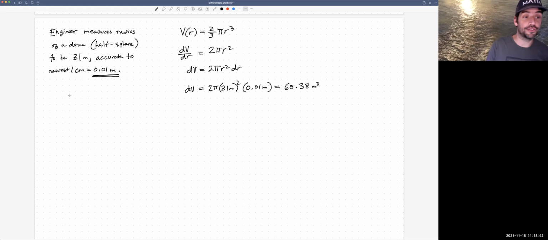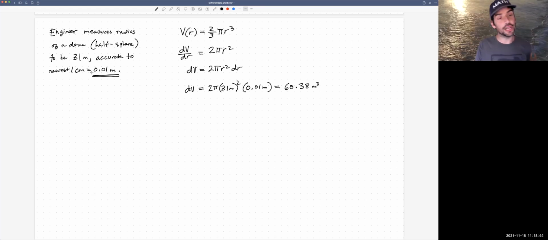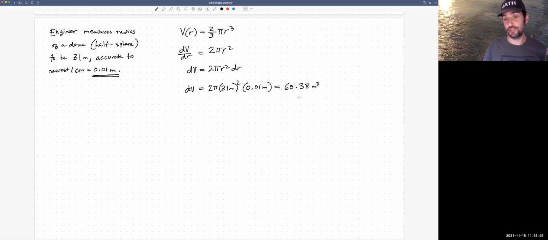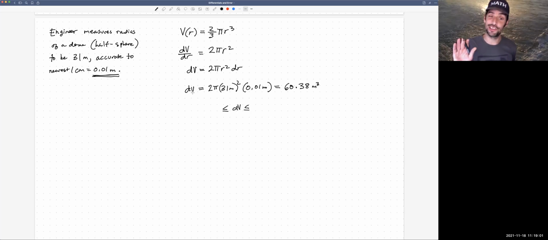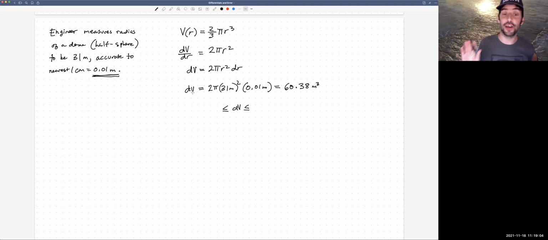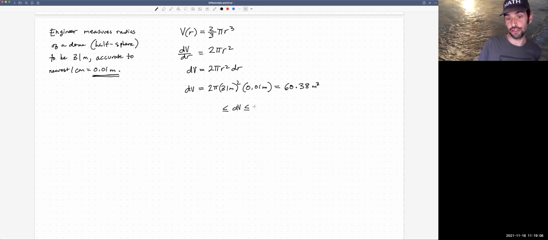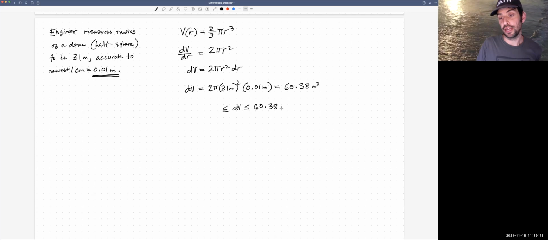This is really a worst case scenario. Our measurement might have been better than this, but our error could be up to 60.38 meters cubed. In other words, we don't know which direction this error is in. So this dV, I want to be careful, is not the volume, this is how much the volume might be off by. And dV should be no larger than 60.38 meters cubed, but it could also be in the negative direction.